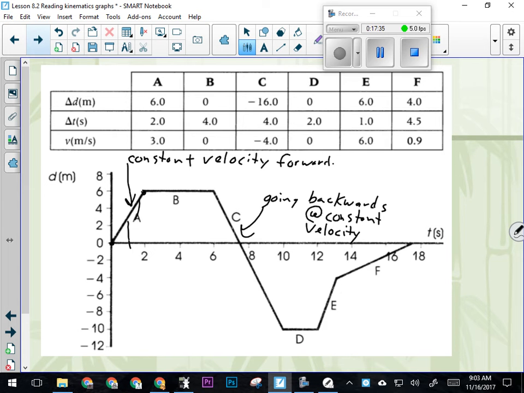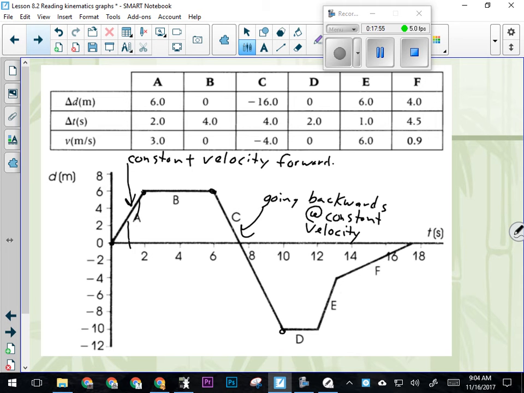Okay, how do I know it's going backwards at a constant velocity? Because his position goes from positive 6 to negative 10. Okay, the only way for me to end up behind where I started is to go back. Okay, now, a good question was asked: is he going faster here than here? All right, let's look at that.